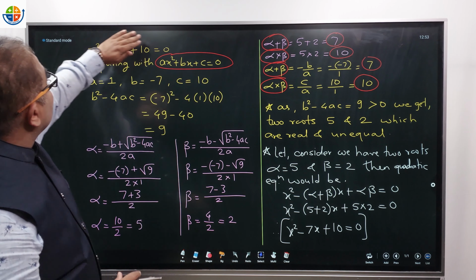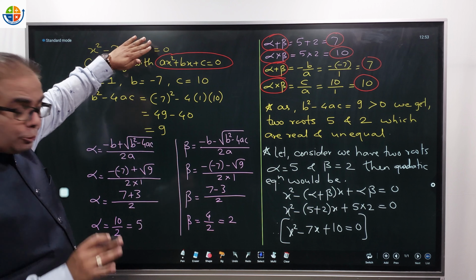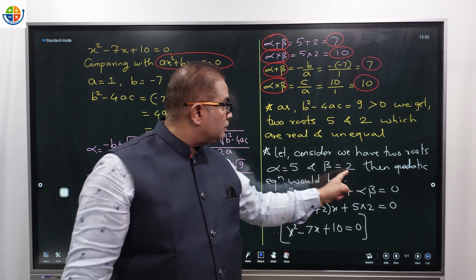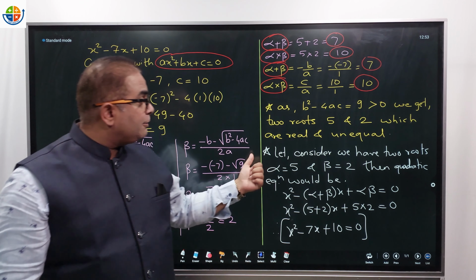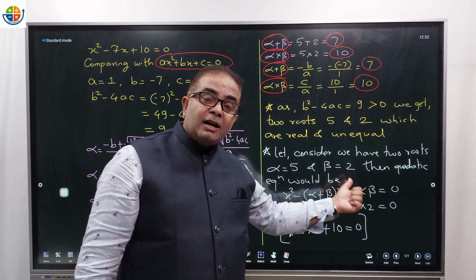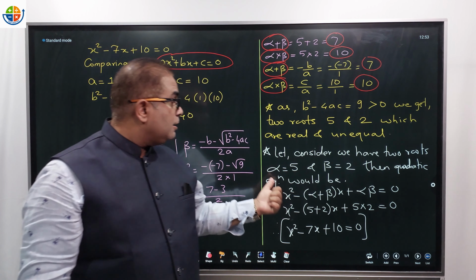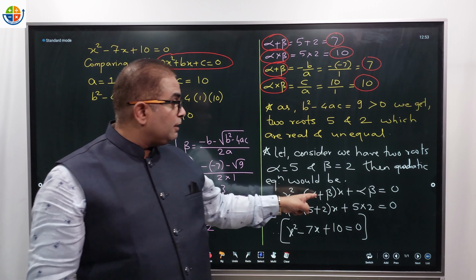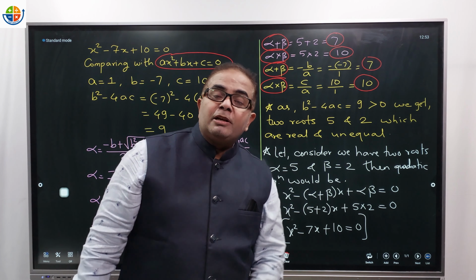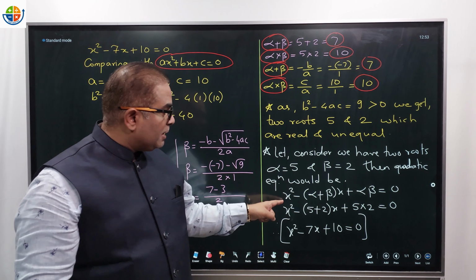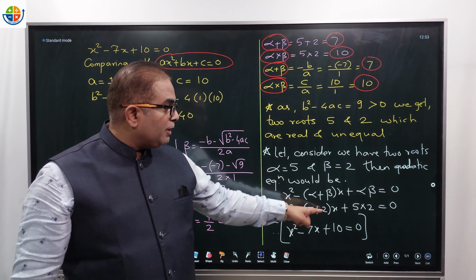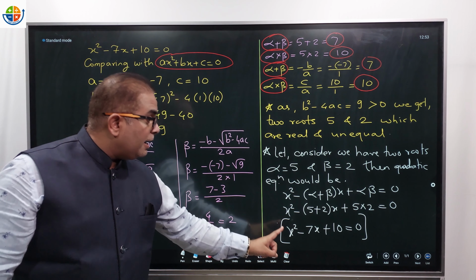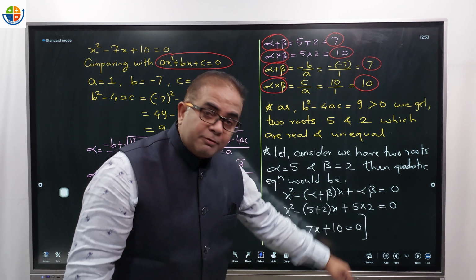Now, if we have two roots already, right? If you don't have this quadratic equation, but you have two roots, alpha and beta as 5 and 2. Let's consider this, that we have two roots, alpha and beta as 5 and 2. Then the equation would be written in the form of the formula x square minus alpha plus beta into x plus alpha into beta is equal to 0. So x square minus alpha plus beta, that is 5 plus 2. Alpha into beta is 5 into 2. So we get x square minus 7x plus 10 is equal to 0.